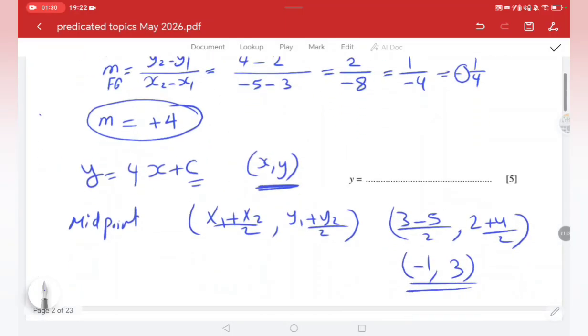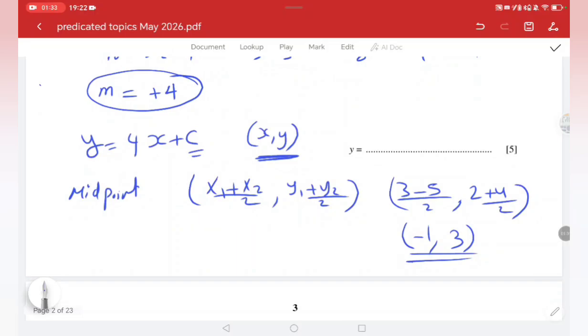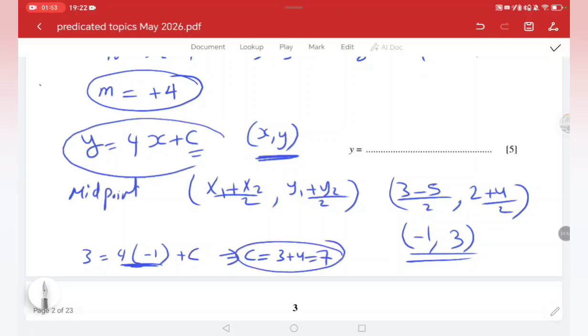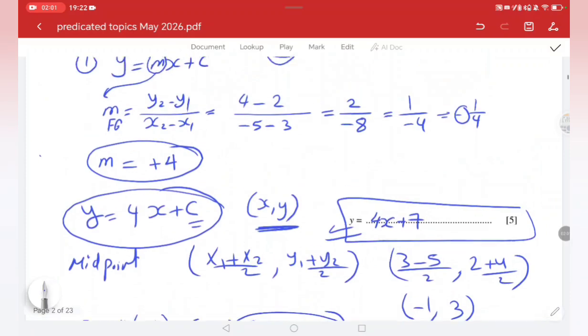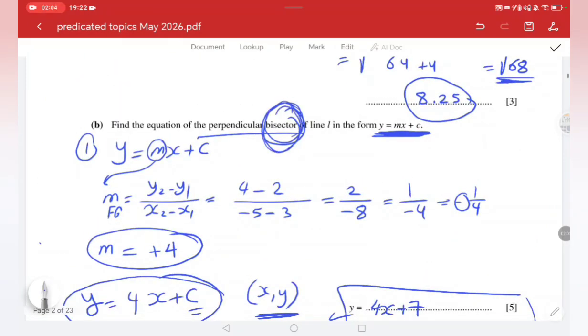So in substitution, we need to substitute the midpoint. So y is 3, 4 times x, and x is negative 1, so this one is negative 4. Since this one is negative 4, c equals plus 4, like 3 plus 4, which is 7. So the equation now is y equals 4x plus 7. So this is the answer to this question. So please, when you solve this type of question, take care about the bisector. It means you have to substitute the midpoint. And perpendicular means negative of the reciprocal.